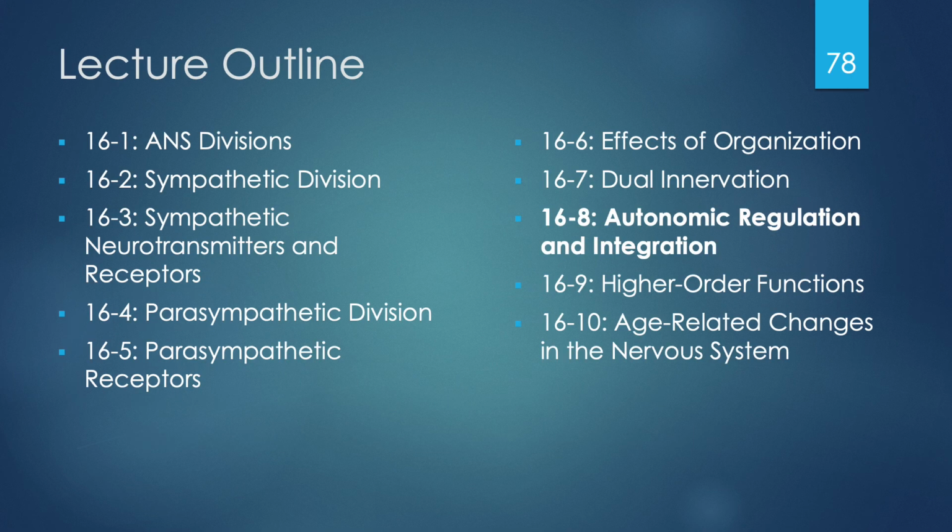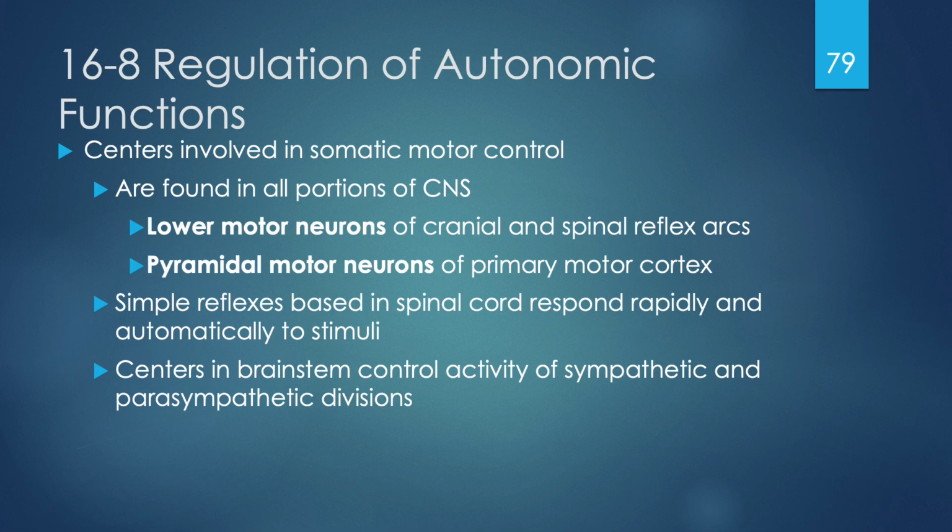Now let's start to pull it together. We are moving into section 16.8, autonomic regulation and integration. As we start to pull things together, let's just reflect for a little bit about the way other parts of our nervous system work. Our somatic motor control is going to be controlled by a number of different centers. All of these are found in all portions of our central nervous system, and this includes things like our lower motor neurons that are found for our cranial and spinal reflex arcs, and also our pyramidal motor neurons that are in the primary motor cortex.